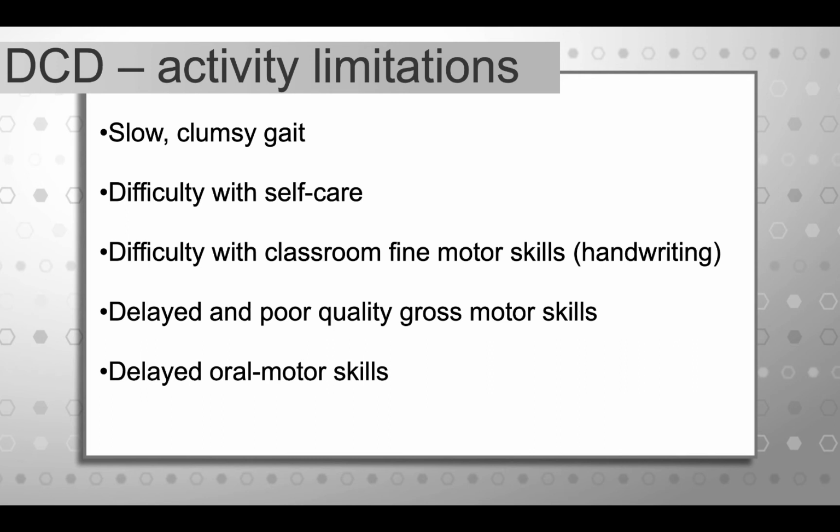In terms of activity limitations, developmental coordination disorder is what we just used to call clumsy kid. We will see these kids look clumsy and uncoordinated. They'll have a slower, more clumsy gait, may have difficulty keeping up with their peers, and may have difficulty with some self-care, like combing hair, brushing teeth, and washing face. Because of those sensory and perceptual deficits, they might not even feel that their face is messy.